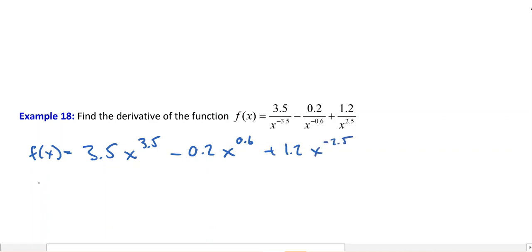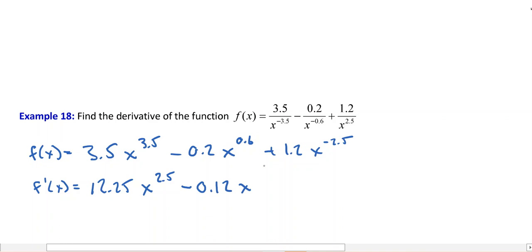And so 3.5 times 3.5 is 12.25. x to the 3.5 minus 1 would be 2.5. 0.6 times 0.2, 0.2 times 0.6, is equal to 0.12. So that's negative 0.12. And we have 0.6 minus 1 would be negative 0.4.